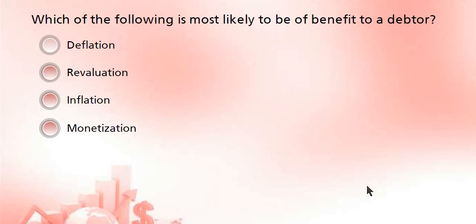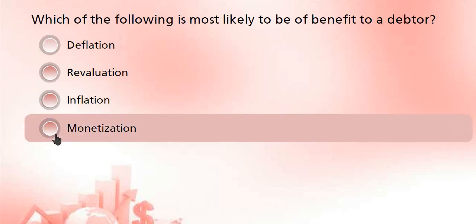Question 33. Which of the following is most likely to be of benefit to a debtor? A. Deflation, B. Revaluation, C. Inflation, D. Monetization. Now, during inflation, debtor gains because he's paying back the value less than he collected due to the fall in the value of the money during inflation. So the answer is inflation.